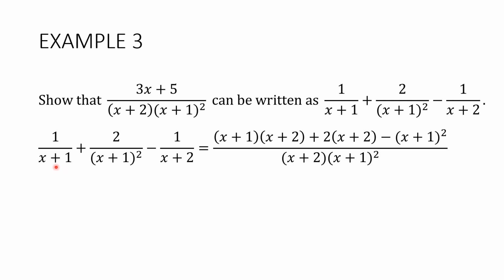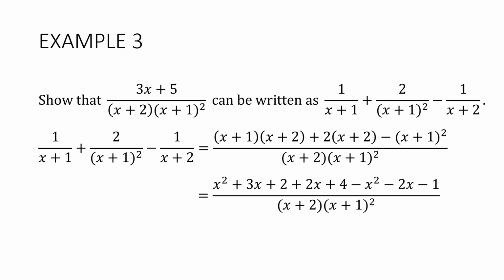This term here is missing an x plus 1 and an x plus 2, so put that on the numerator. This one is missing an x plus 2. And this one is missing an x plus 1 all squared. Right, we need to expand that numerator out and tidy it up, and we get our answer.